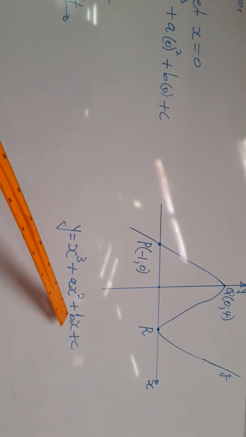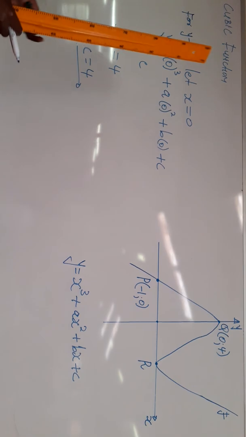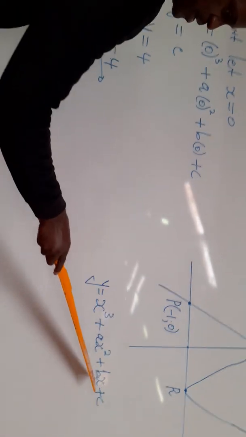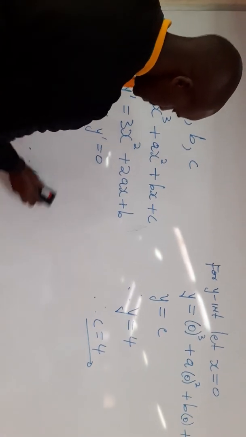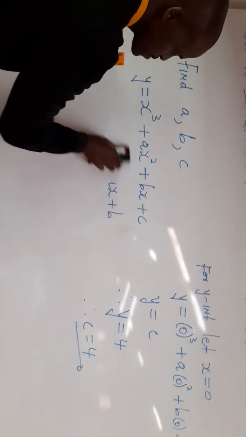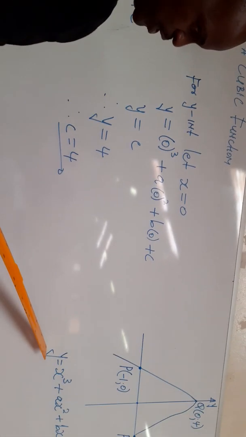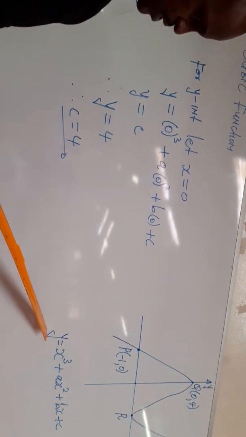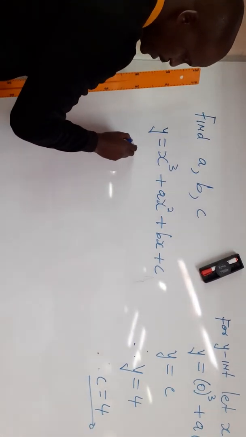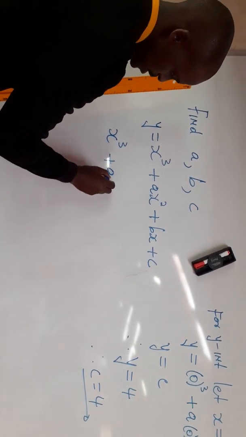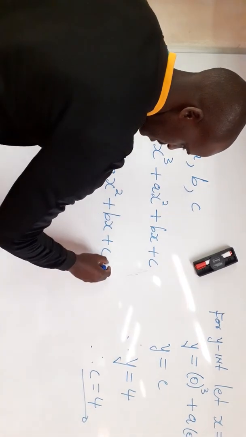And then let us now find the value of a. We've got the value of b and c, and then we are to find a. For the x-intercept, you let y be 0. So we are going to have x cubed plus ax squared plus bx plus c equals 0.